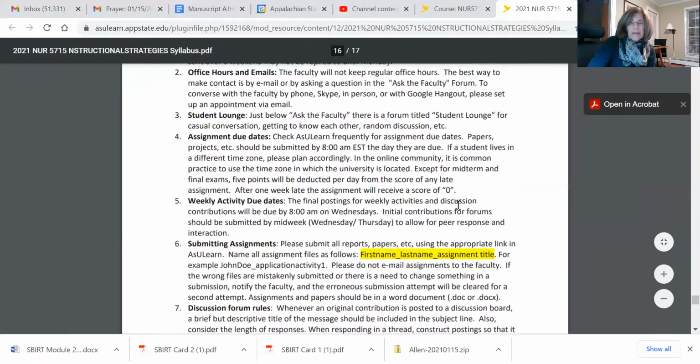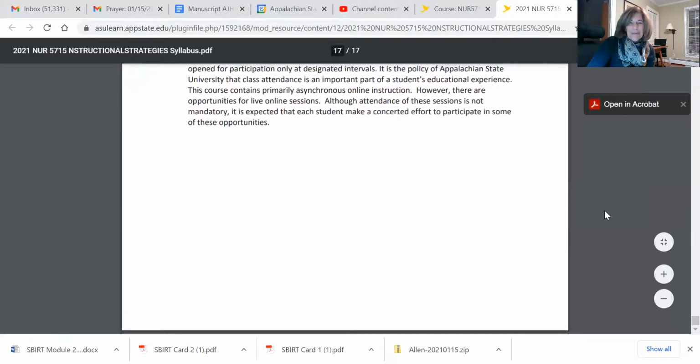And oh, here's something. When you submit assignments, if you could do so with your first name, underline last name, and then the assignment title, it really helps me keep everything straight, which is not always easy when you have multiple courses. So that's pretty much all that I wanted to say at this time about the course.